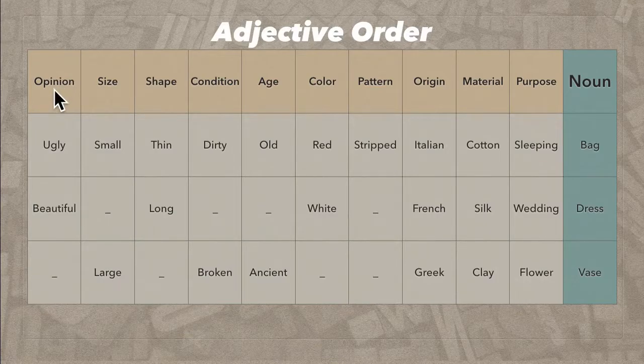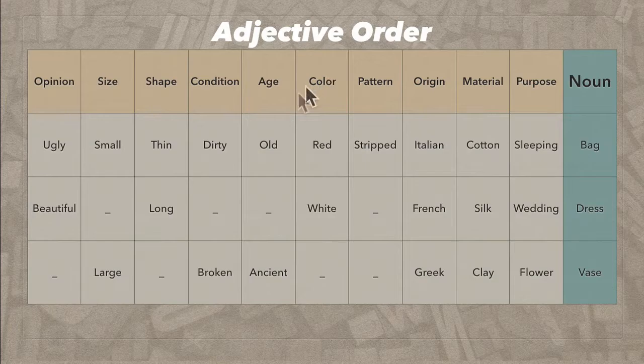First would be opinion, then size, shape, condition, age, color, pattern, origin, material, and purpose. Oh my God, so much. But don't worry. Usually students can naturally tell if they sound better or they don't sound good. So, for example, an ugly, small bag, or a white French dress, or maybe a broken ancient vase.